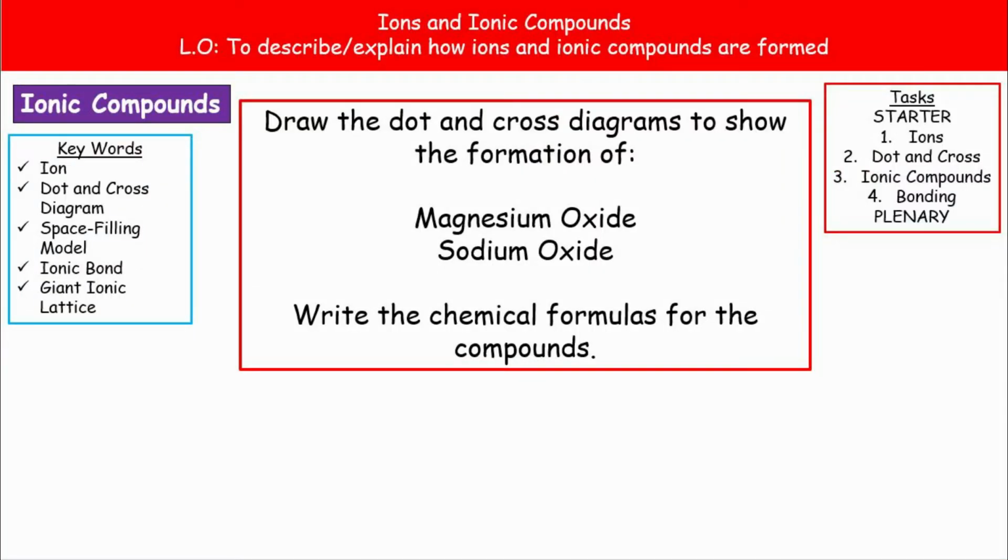Okay, your turn. There's 2 for you to have a go at, magnesium oxide and sodium oxide. So draw out your electron diagrams using dots and crosses, then write the chemical formula that we make for those compounds. So I'm going to give you about 5 minutes to have a go.